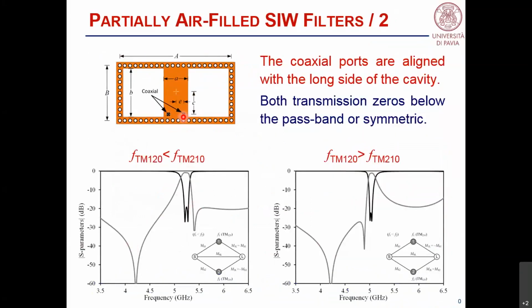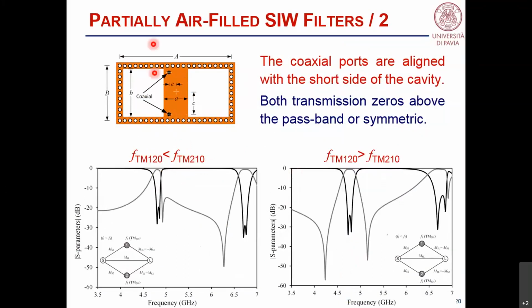So if you have the two coaxial probes aligned with the long side of the cavity, depending on the sequence, which mode has lower cutoff frequency, either the 120 or the 210, you can have one transmission zero below the passband and one above, or both below. If you have the coaxial probes aligned with the short wall of the cavity, you can have the transmission zeros both above or one below and one above. So you have all possible combinations of transmission zeros in this case.